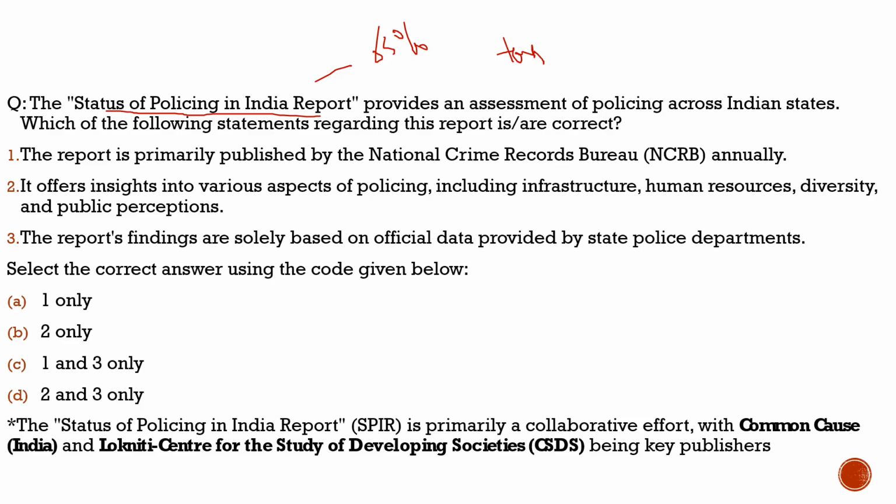The question says, the Status of Policing in India report provides an assessment of policing across Indian states. Which of the following statements regarding this report are correct? First statement, the report is primarily published by the National Crime Records Bureau. Totally incorrect. It is published by an NGO, Common Cause, and Lokniti, the Centre for the Study of Developing Societies. These are the two organizations which collaborate and publish this. So the first statement is incorrect.